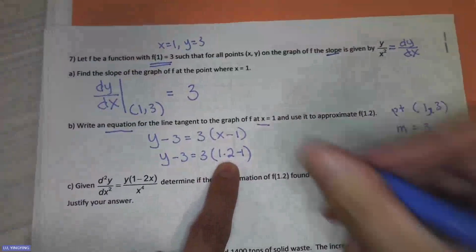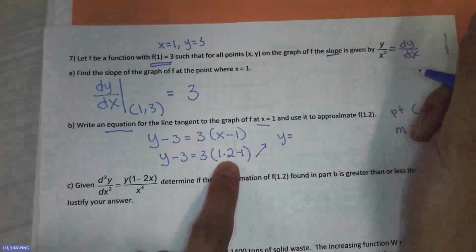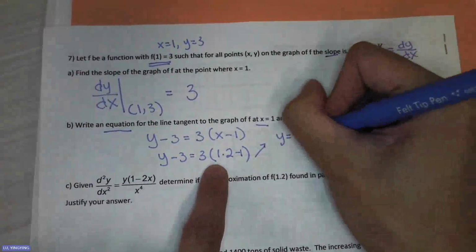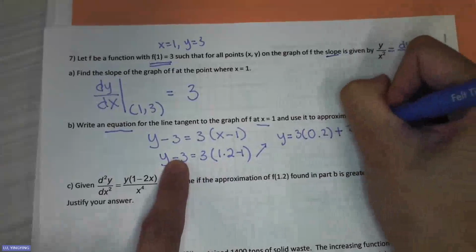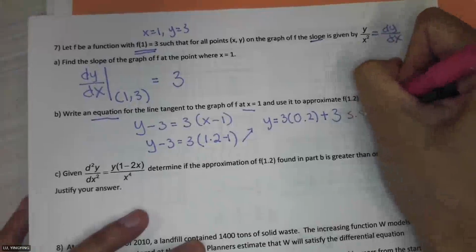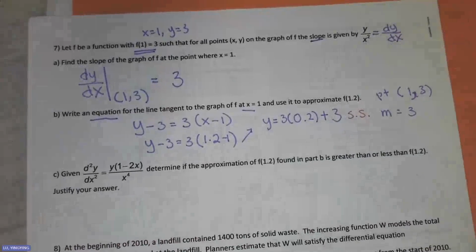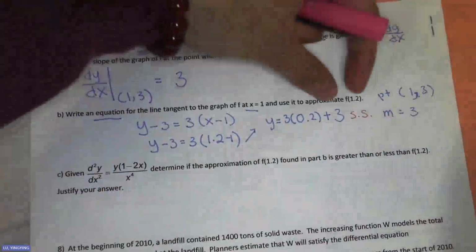1.2 minus 1 is 0.2. I am okay if you don't want to compute 0.2 times 3. Just write 3 times 0.2, and then we're going to add 3. Again, this is called a safe stop. I have people who keep computing wrong. So if you don't believe in your computation skills, stop here. But you're not done yet.